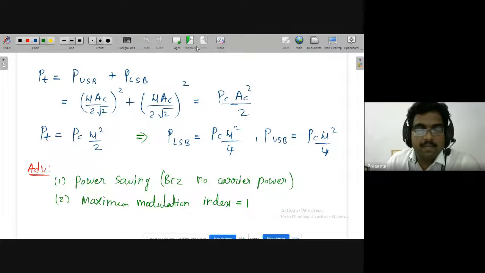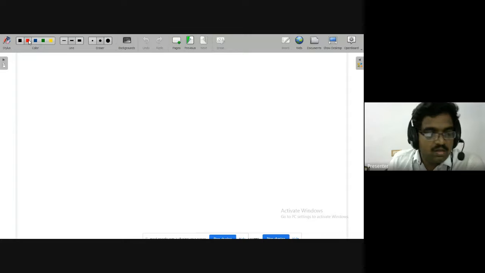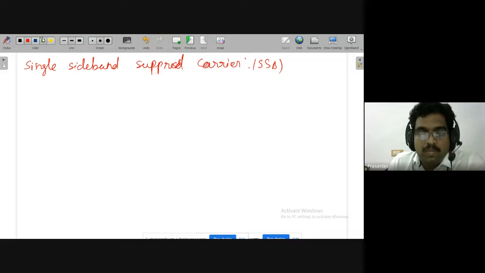Technique finally. Next is SSB, single sideband suppressed carrier. Single sideband suppressed carrier, SSB. So mainly, how to generate this SSB signal.